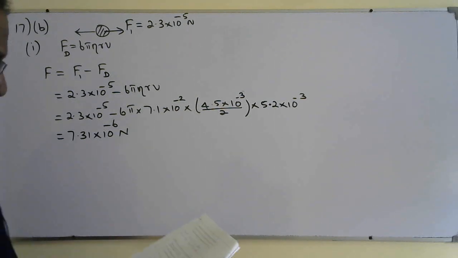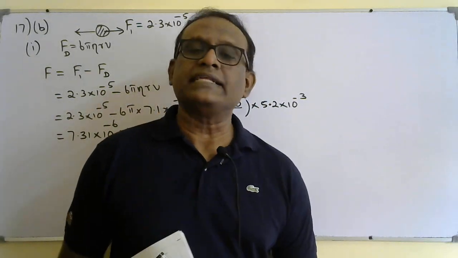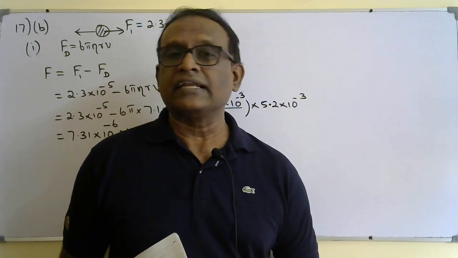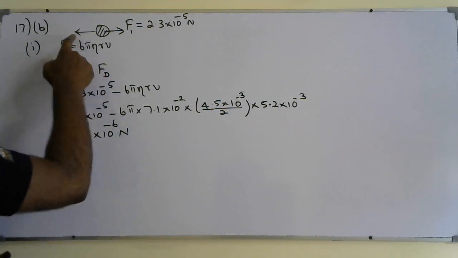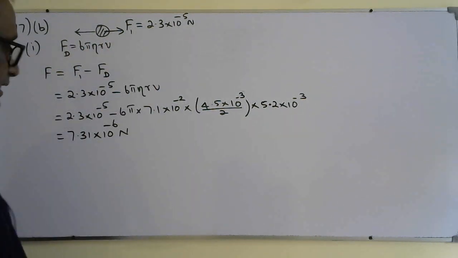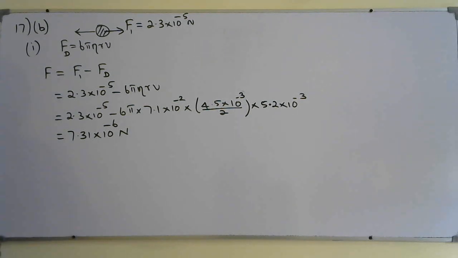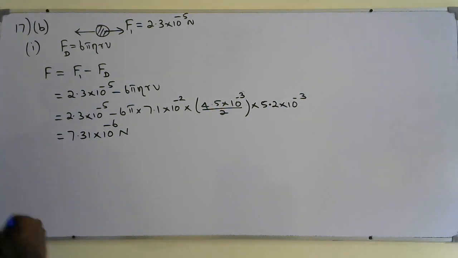B part, second part. Calculate the maximum speed of the sphere in the horizontal direction. Maximum speed is the terminal speed, is it? It can't increase beyond that. Terminal speed occurs when the two forces acting on it in the horizontal direction balance each other. So for the second part, the maximum speed is the terminal speed, where the resultant force is equal to 0.